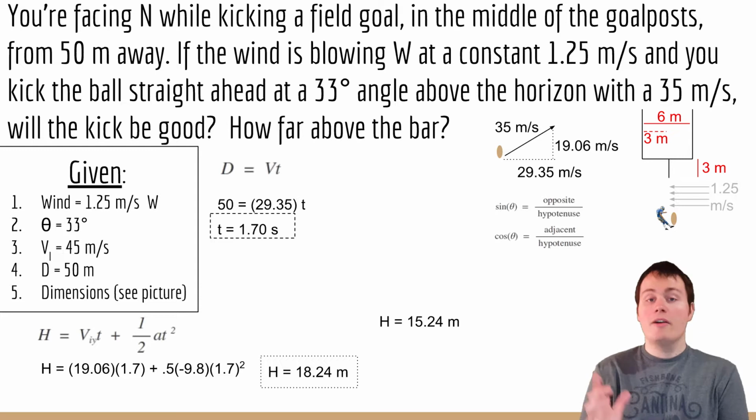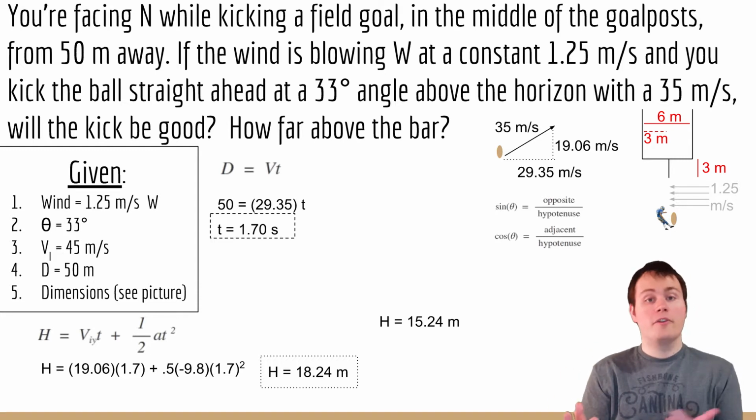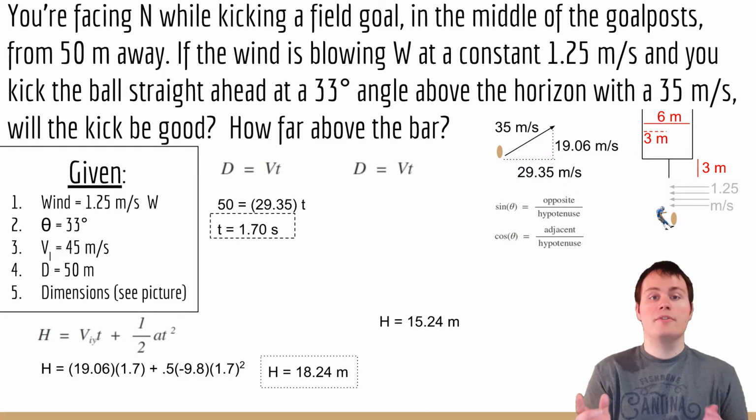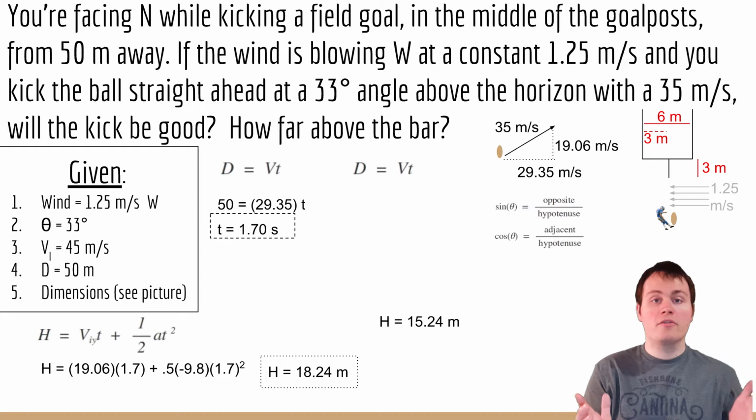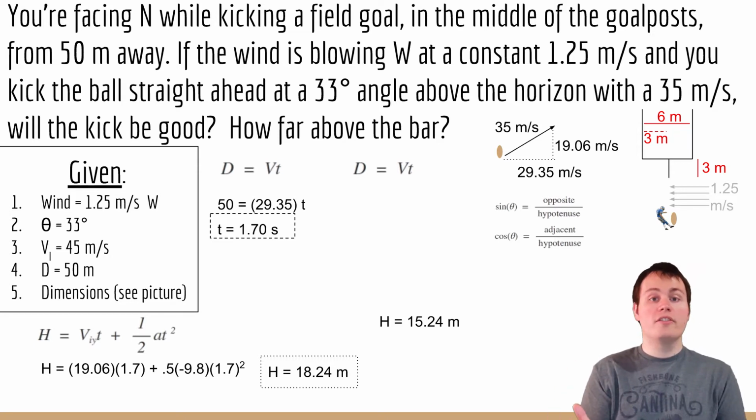However, we still need to figure out if it's going to be within the uprights at this point in time. To do that, we're going to use the simple equation again, distance is equal to velocity times time. Except in this case, we're going to be looking in the x direction. And we know as long as the ball does not go more than 3 meters out to the side in the 1.7 seconds it's in the air, it should be within the uprights and therefore a good kick, because we already know it's above the bar.